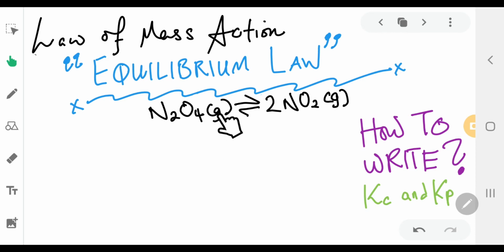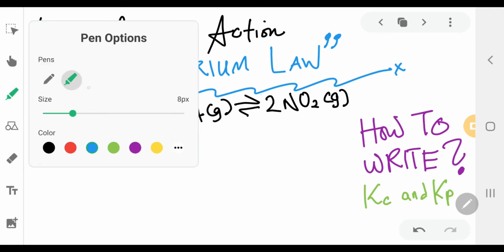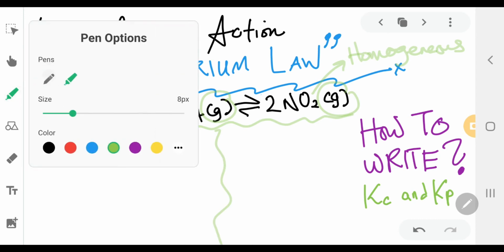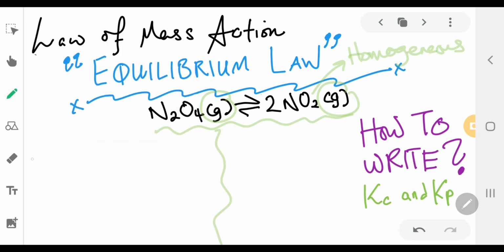Again, if you look at this reversible reaction, that one is gas, that one is also a gas. Both of them are the same phases. So this reaction over here, we call it homogeneous.